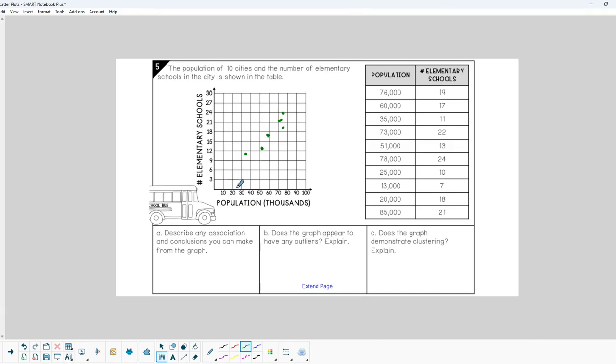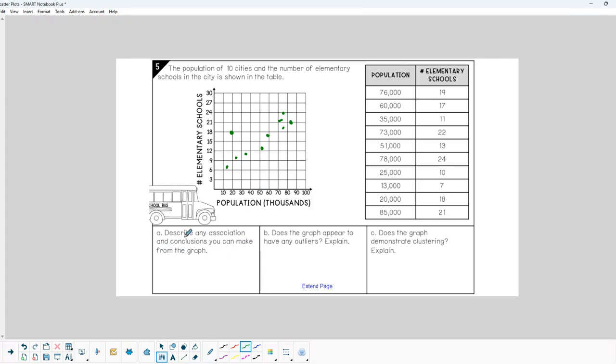25,000 and up to 10. Okay, right about here. 13,007, so 13,000 up to 7. 20,000 up to 18. And then 85,000, 21 schools. So right about there.